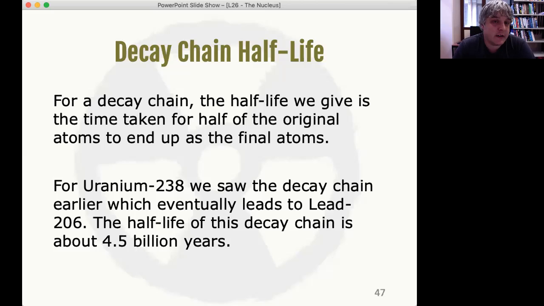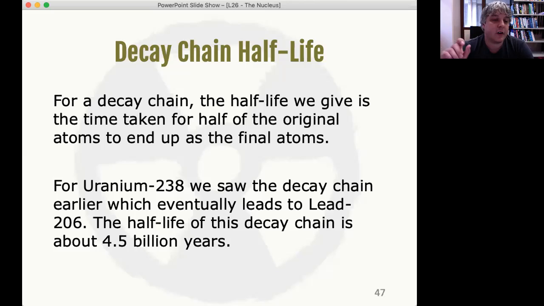For a decay chain, each of those decays has a half-life, and we can measure those or look them up. So each step has a half-life, but for the decay chain as a whole, the term half-life will generally refer to the time taken for half of the original atoms to end up as final atoms. So for uranium-238, we're not talking just for half of the uranium-238 to decay. That's just the half-life for uranium-238.